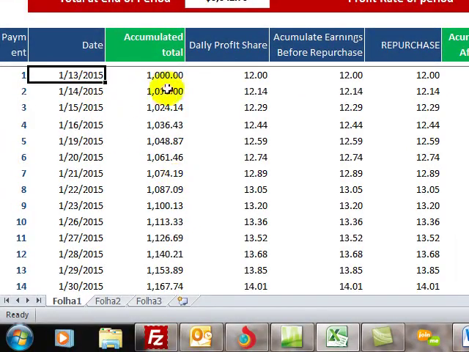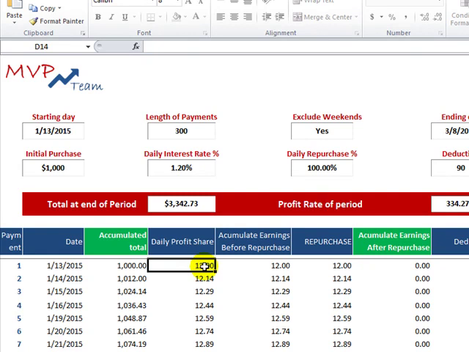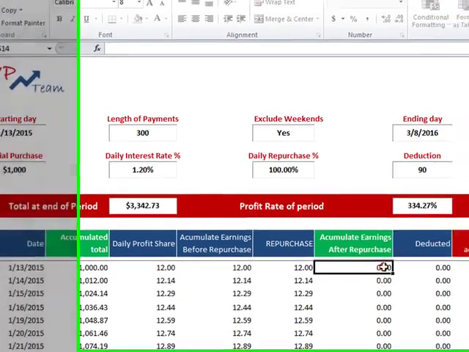Okay, so on day 1, the amount that we put in is 1,000. 1.2% daily profit share is $12. So accumulated up to this point is $12. And I'll explain more here later once we start using other examples, other scenarios. Repurchase, since we're doing 100%, it's going to take $12 and go ahead and buy $12. So accumulated earnings after repurchase is 0.